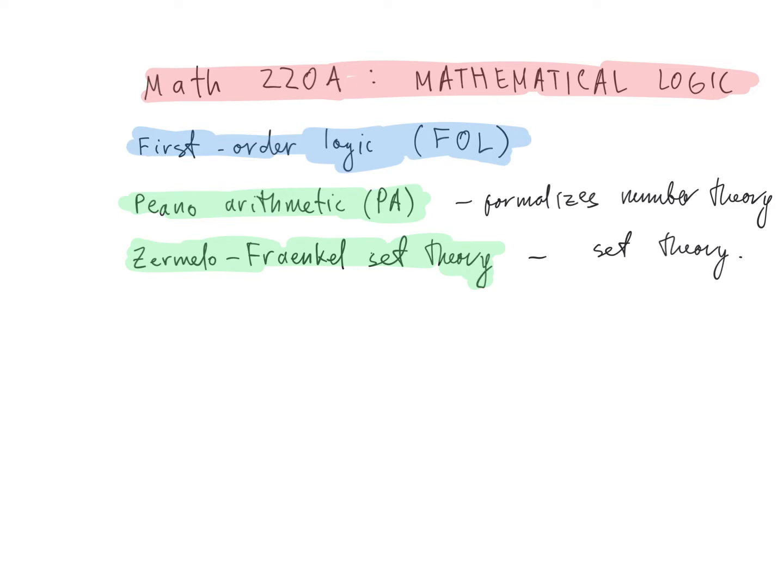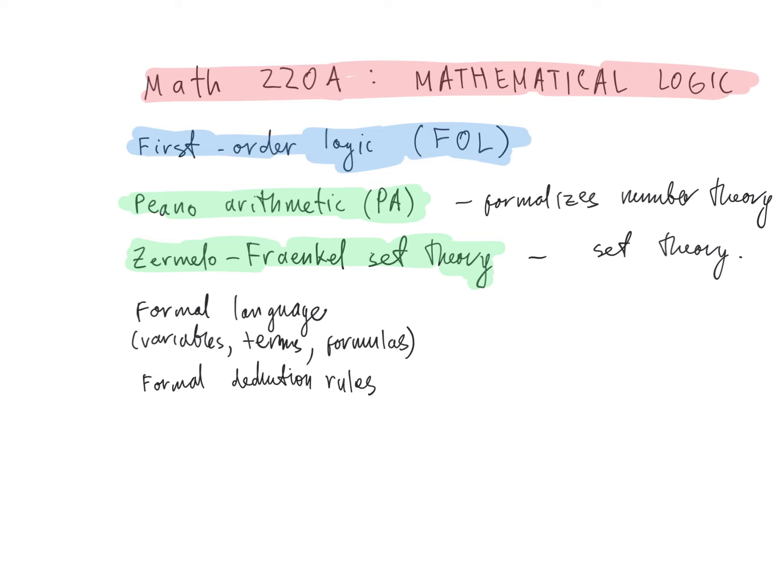To give you a bird's eye view, we consider a certain formal language in which one can define the basic notions of variables, terms, and formulas. One can also define formal logical deduction rules that allow one to deduce new statements from a given set of axioms via a formal proof. All of these notions correspond to the syntactic side of formal logic, where constructions are purely symbolic and no specific interpretation or meaning is given to the symbols. So all of this is syntax.